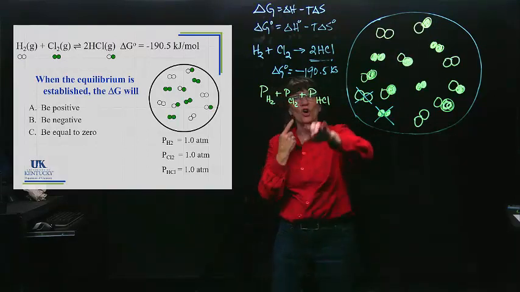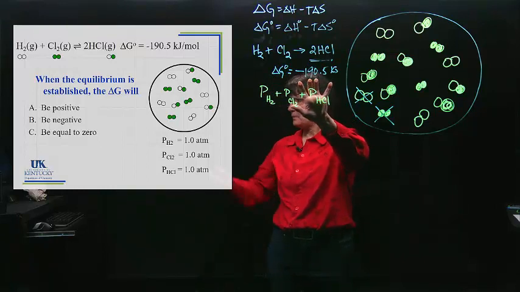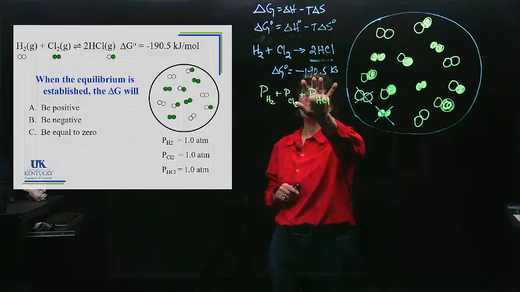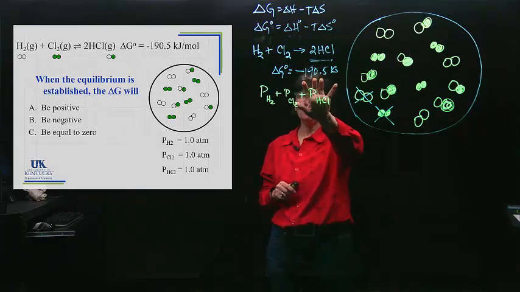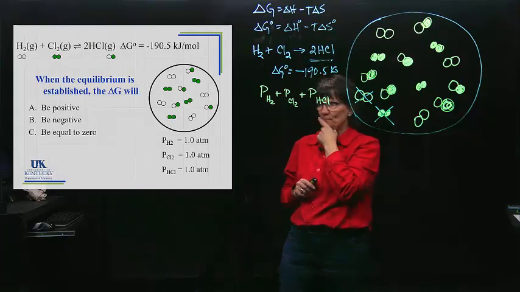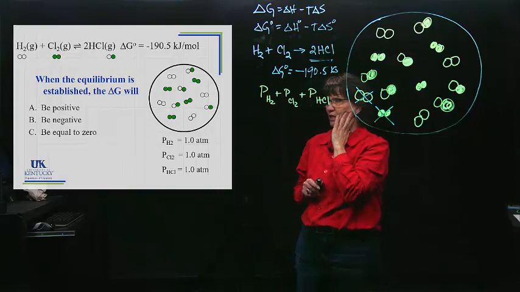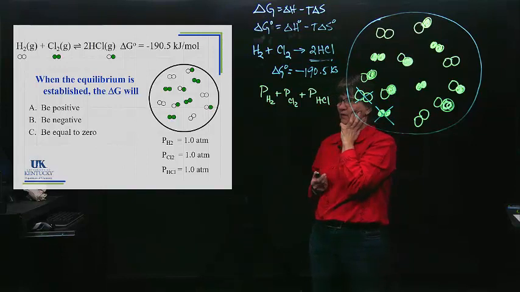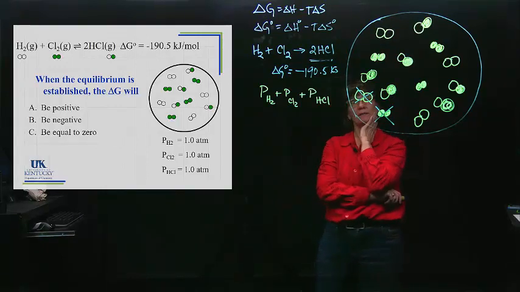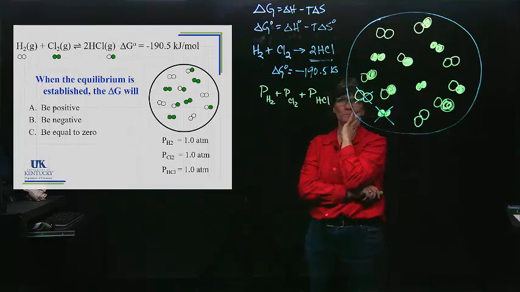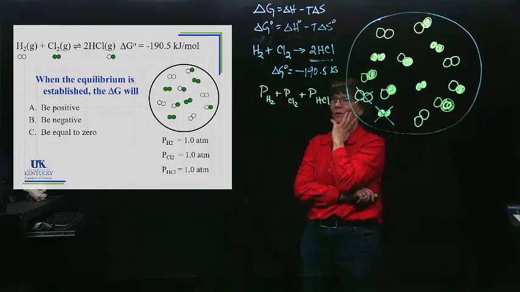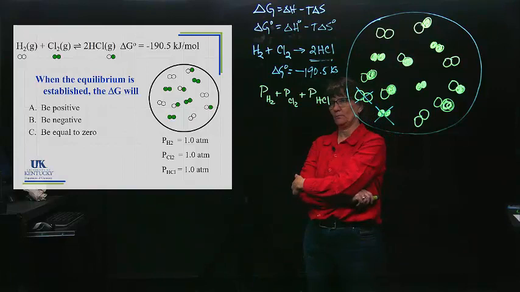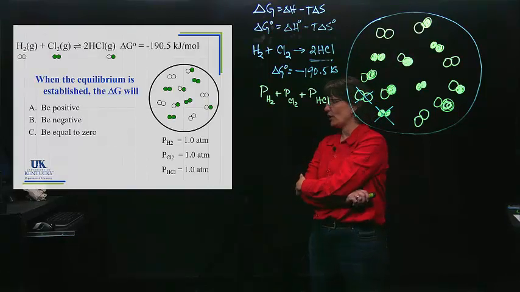All right? It started here. This was a snapshot at the beginning, which is the picture you see there on your screen. This is the beginning point when everything was at 1 atmosphere. It starts working its way to equilibrium. And when it gets to equilibrium, it's going to have a value of delta G. All right? What's going to be true? Will the delta G, once equilibrium is established, be positive, be negative, or be equal to 0? Well, the delta G is equal to 0 when you're at equilibrium. Okay? So delta G is equal to 0 when you're at equilibrium.